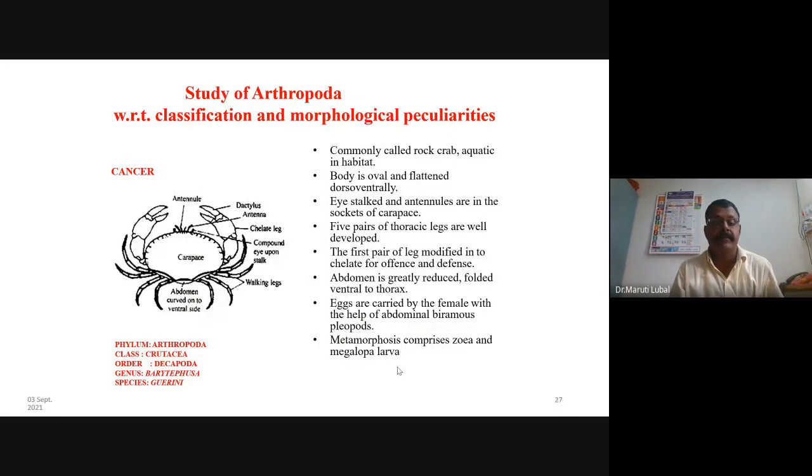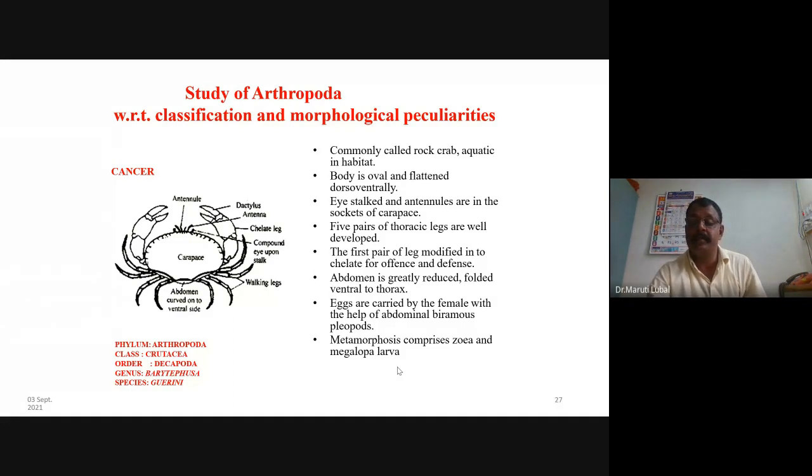Next animal from class Crustacea is Cancer, commonly called rock crab. It is aquatic in habitat. The body is oval and flattened dorsoventrally. Eyes are stalked, and antennules are in the sockets of the carapace. 5 pairs of thoracic legs are well developed. The first pair of legs is modified into a chelate, and this chelate is used for offense and defense.